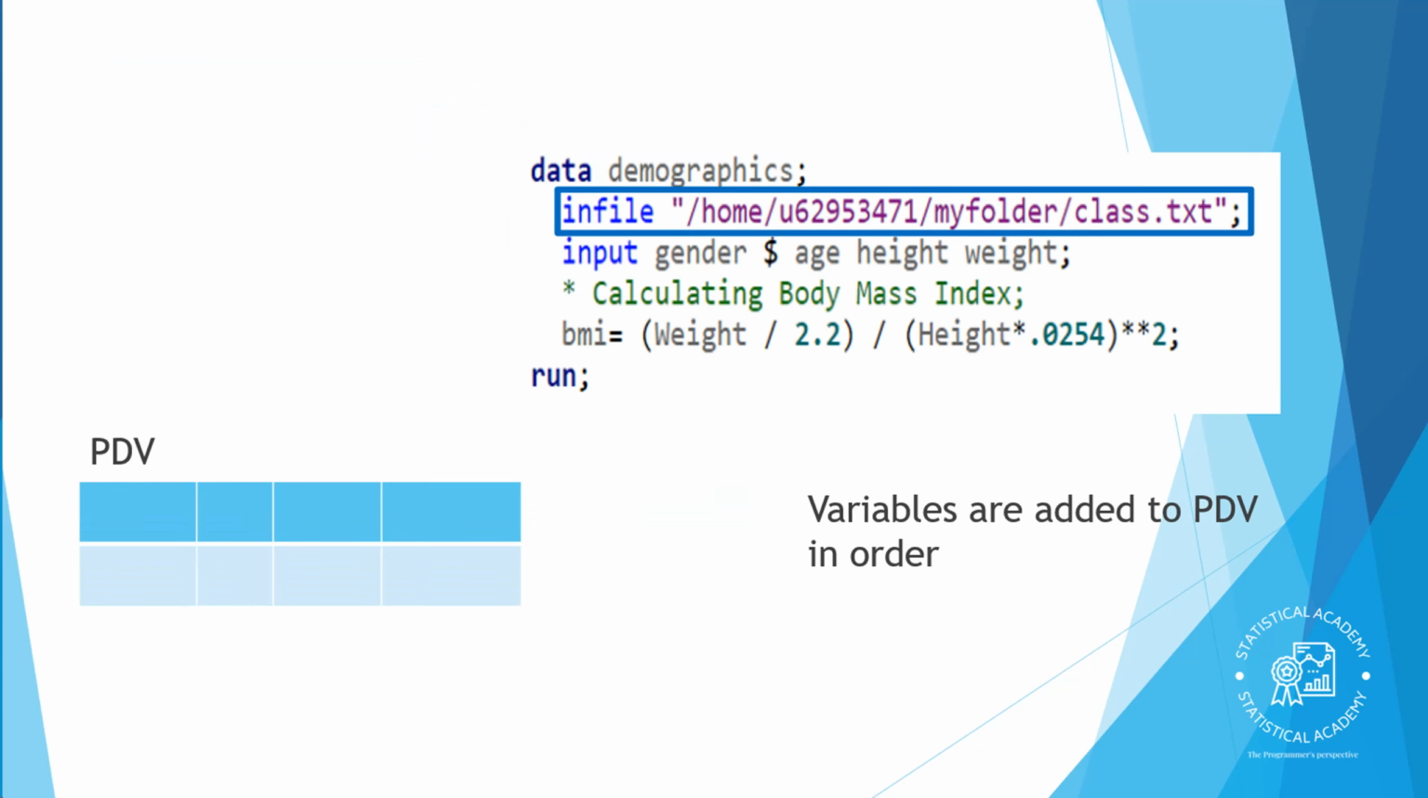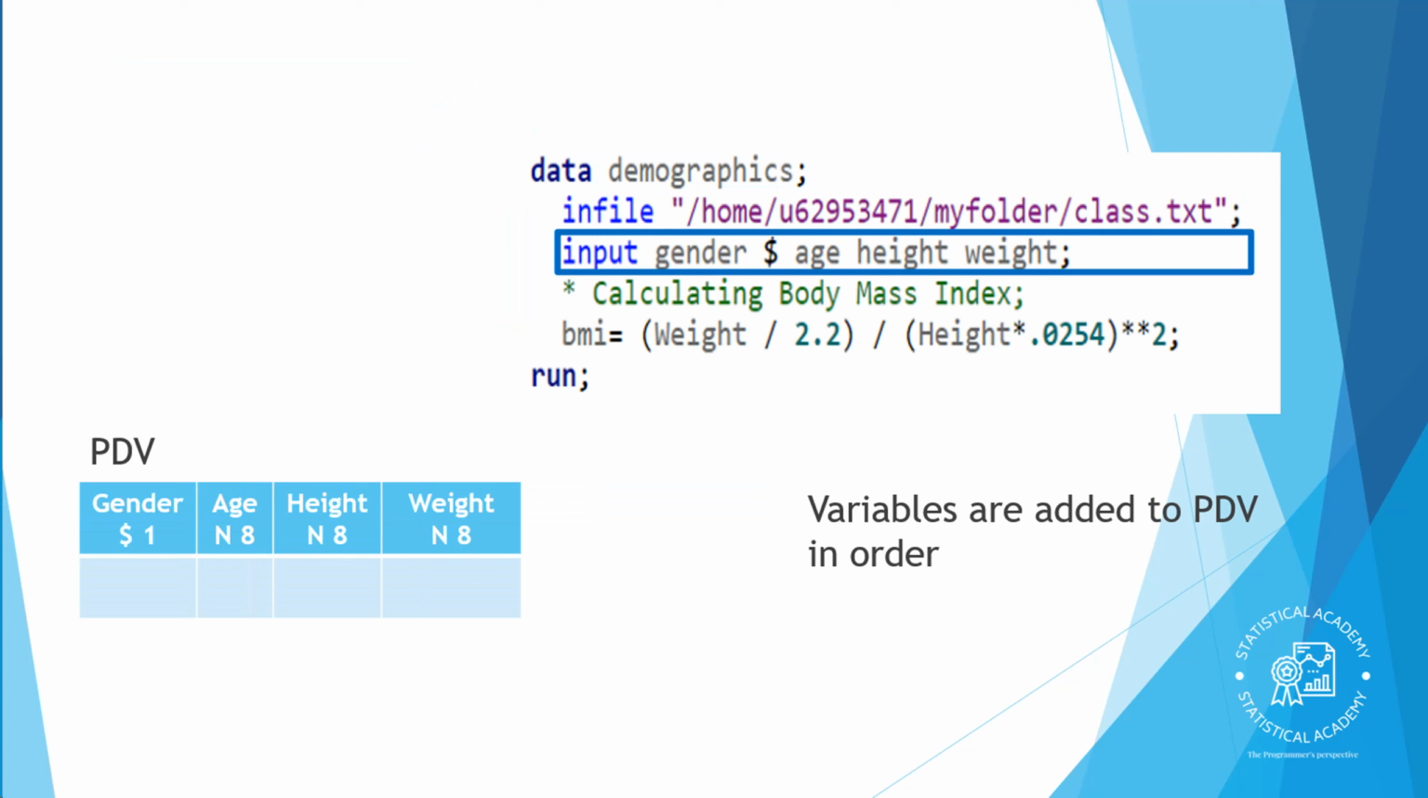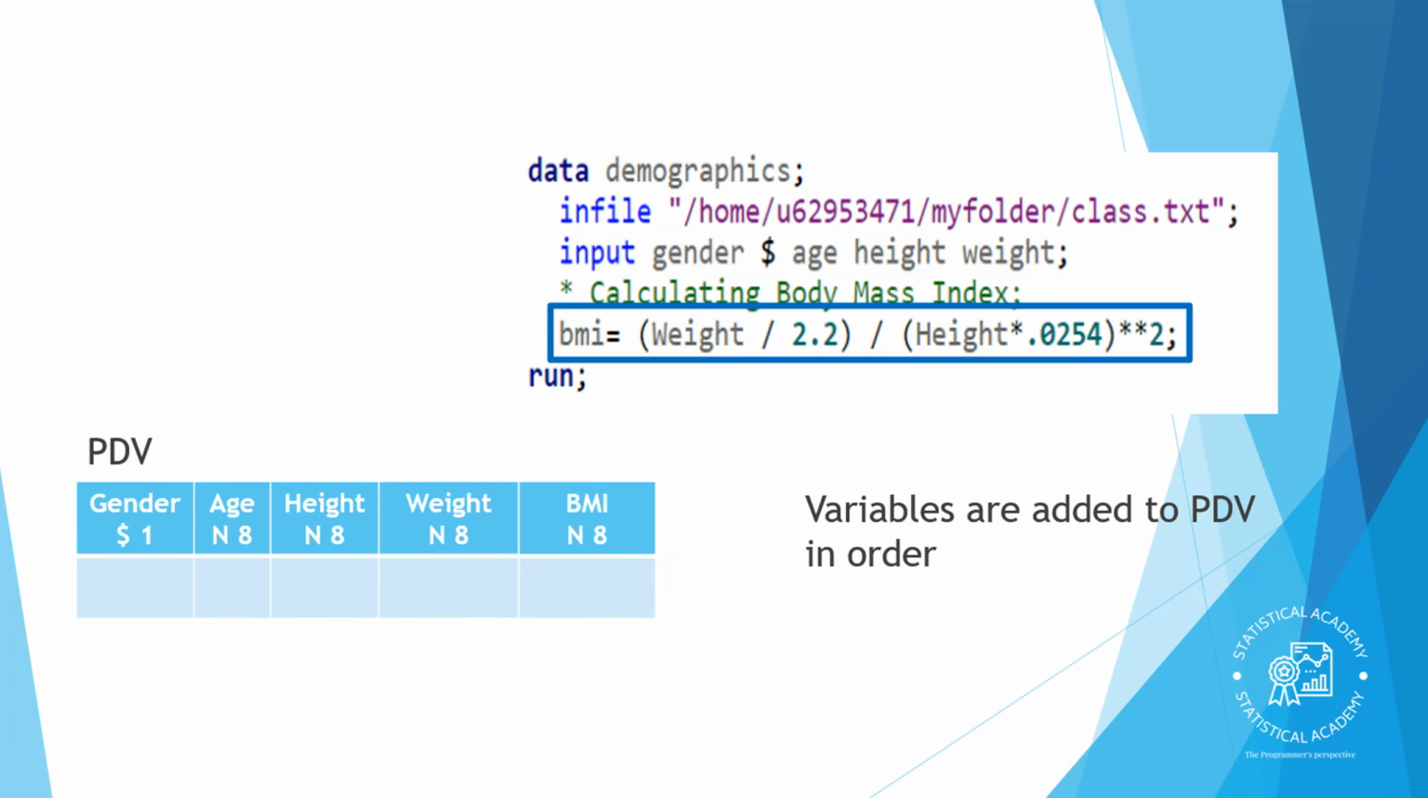The infile statement in this program is listed first. It checks the input file and determines various attributes of this file. All of the variables mentioned in the input statement are added to the PDV along with the required column attributes like name, type, and length. If there are any other statements that define new variables, those variables are also added to the PDV. In this code, the assignment statement defines the numeric variable BMI with a length of 8.